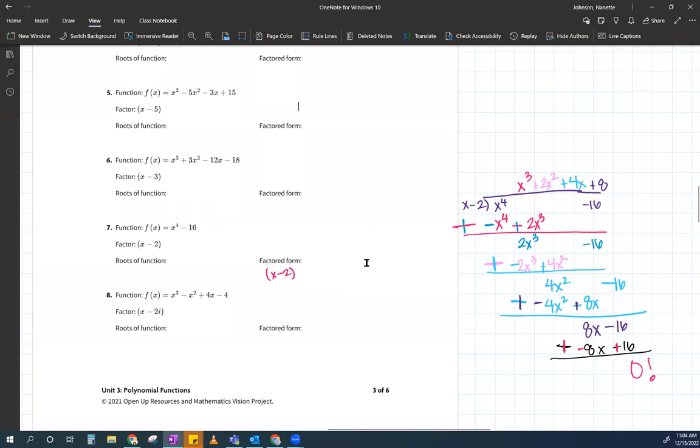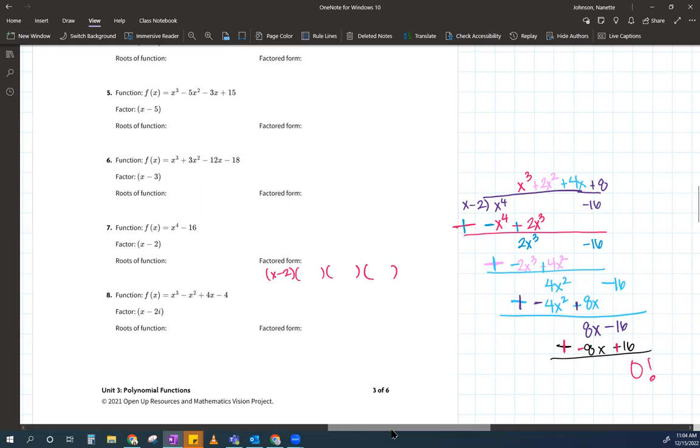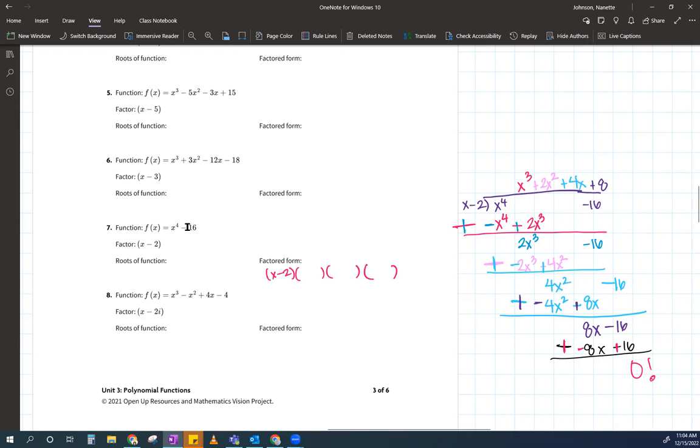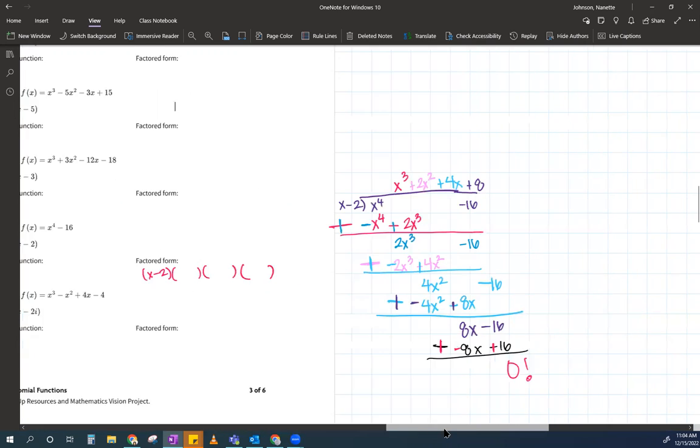Yeah, I should be finding 3 more factors. 1, 2, 3. And actually that answer depends on what my domain is, right? That answer depends on what my domain is. I've done enough of these to know that my domain is a little bit different here.